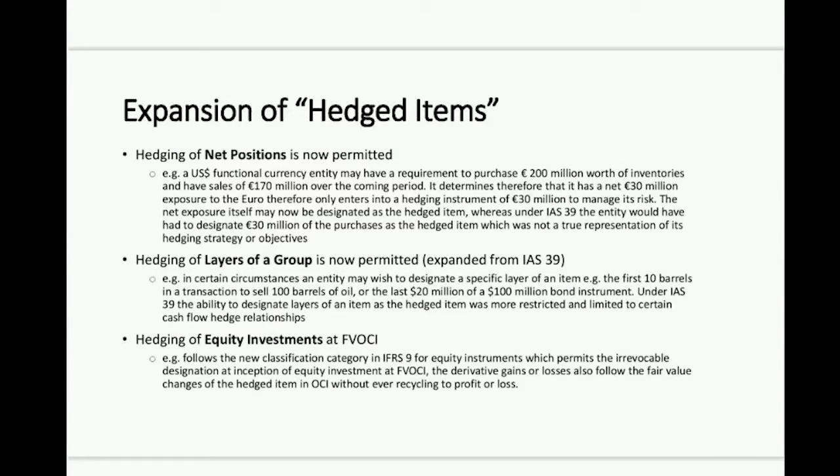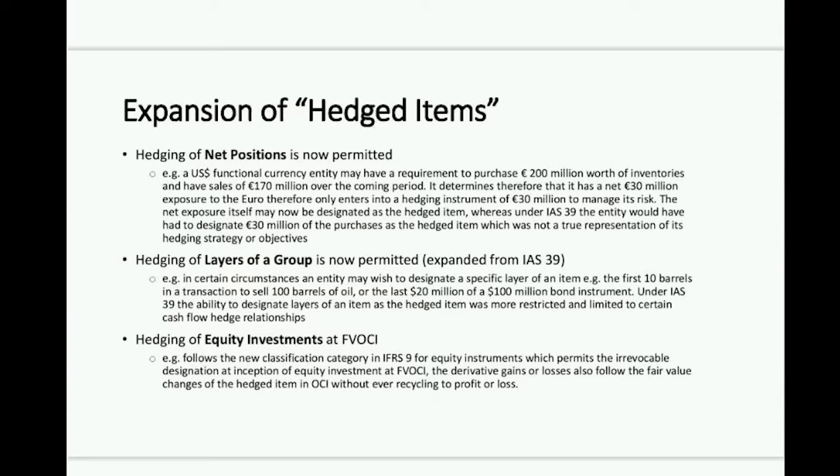Further changes in terms of items that can be designated as hedged items: hedging of net positions is also now permitted. The best way to illustrate this is by an example. You've got a US dollar functional currency entity, which has purchase requirements of 200 million euros worth of inventories and has committed sales or forecast sales of 170 million euros over the coming period. Both of those, the commitment to purchase inventory and the forecast sales, would qualify as hedged items in their own right.